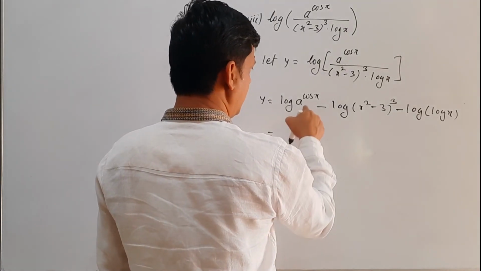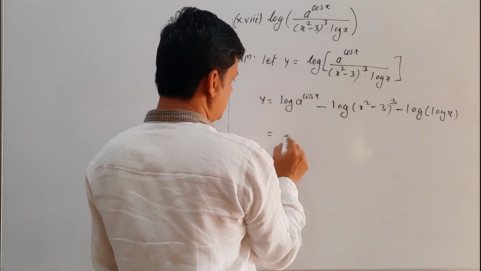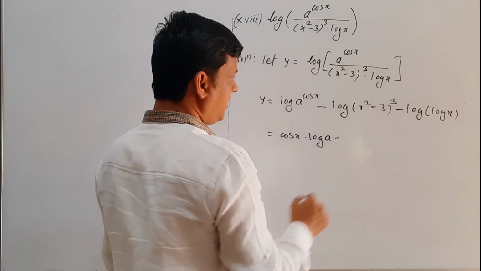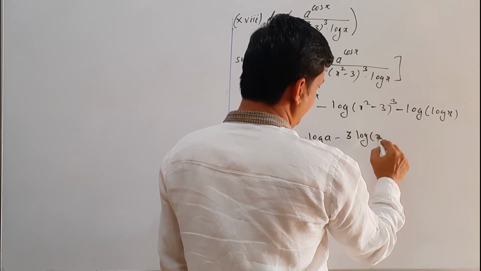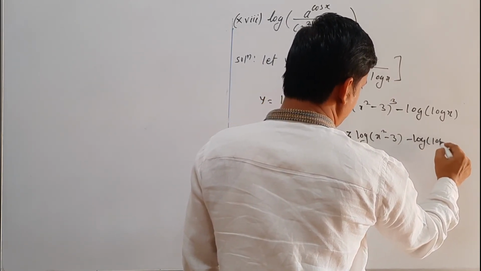Then we use the power function. So we write this cos x in multiplication. So write cos x into log a minus this power in multiplication. So minus 3 into log of x square minus 3 minus log of log x.